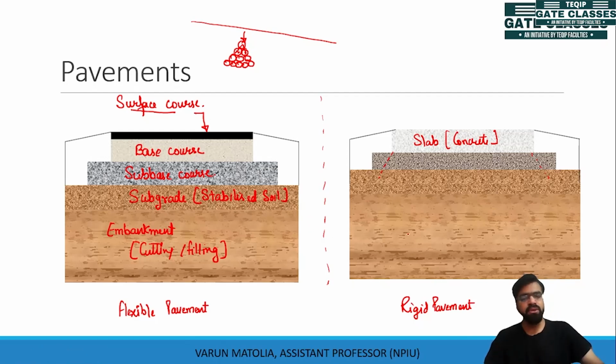The slab is supported by a base or sub-base course. There is only one layer which supports your slab. And the base or sub-base is supported by your subgrade, similar to your flexible pavement. This is also stabilized soil. In rigid pavement also, we need embankments, which is cutting or filling.